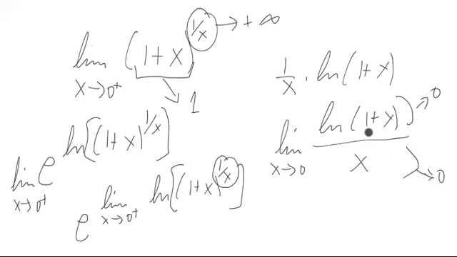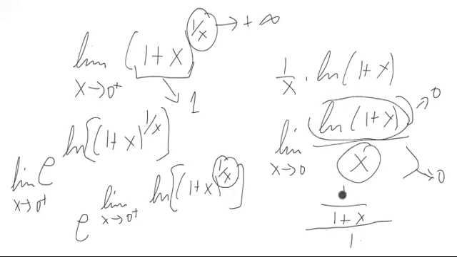So we take a derivative of the top, which is 1 over 1 plus x, and then times 1, because the derivative of 1 plus x is just 1, all over the derivative of x, which is 1. So we took the derivative of the bottom, it's right here, and the derivative of the top, it's right here. Now we take a limit as x approaches 0. And notice we can just plug in 0. It's well defined. In fact, it's 1.